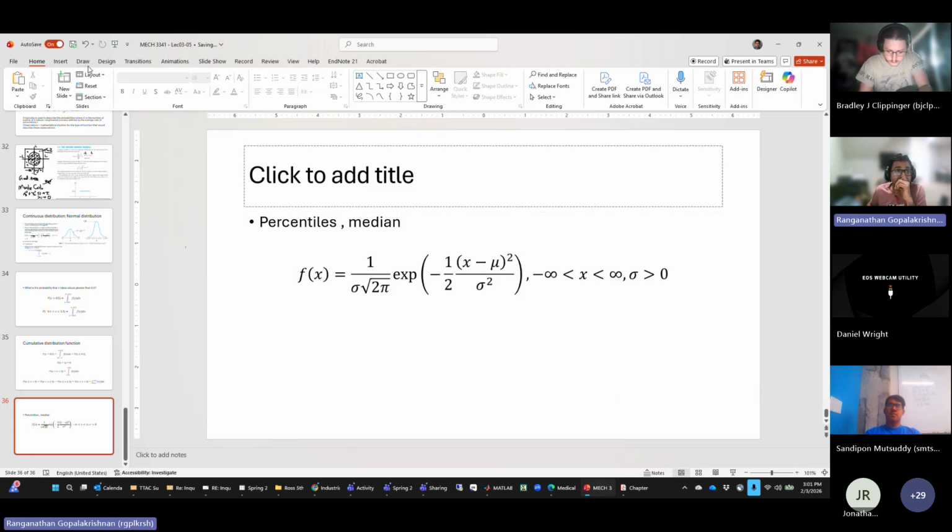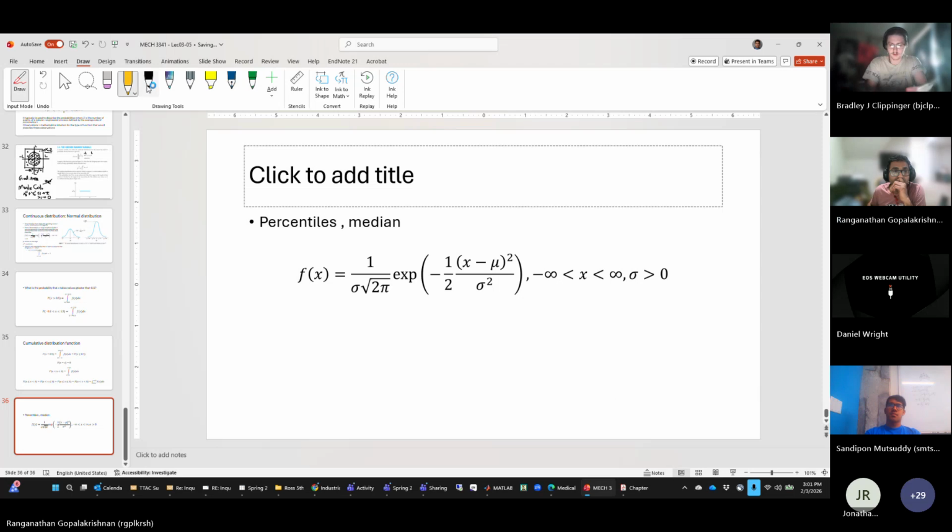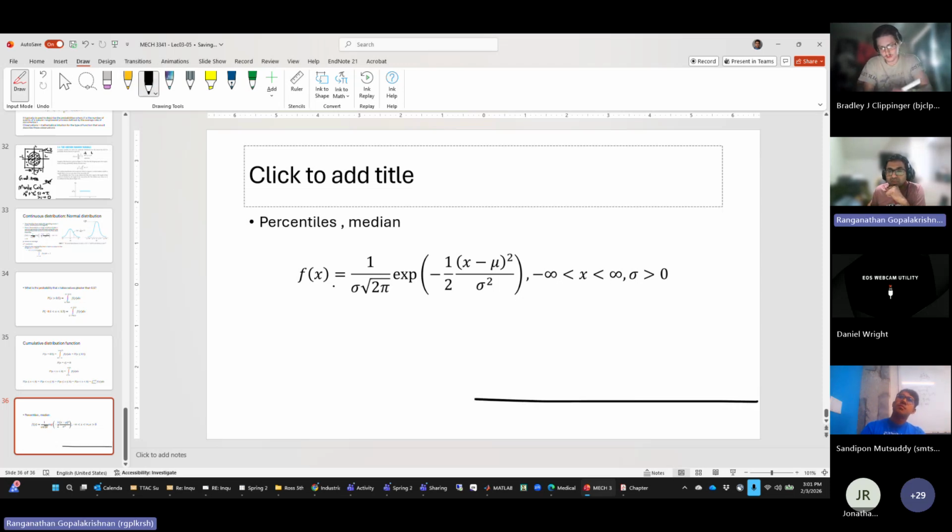If you look at this function, where does this function have a maximum? Just look at the formula and tell me where will this f of x be maximum, and what will be that maximum value?